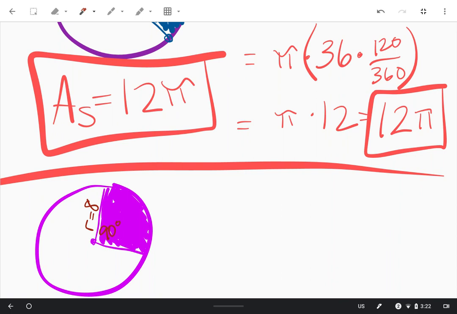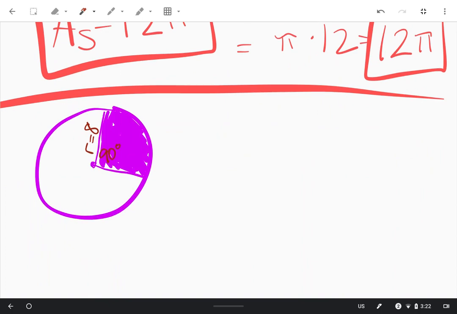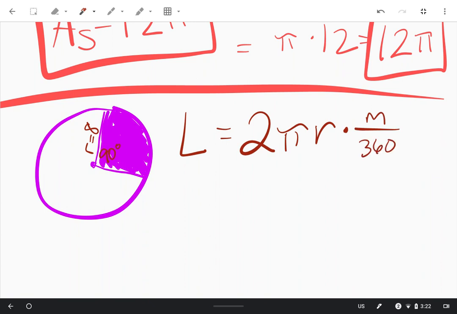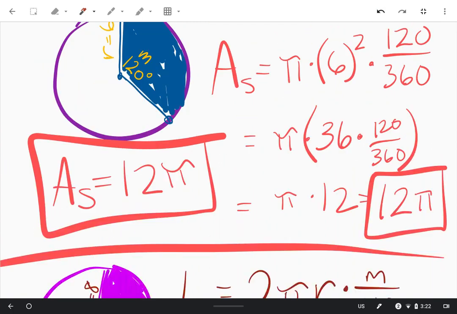All right, so if we're going to find the arc length, we have a formula for that. The formula for the arc length is equal to 2 pi r times m over 360. Very similar formula, but we have here the circumference formula instead of the area formula that we had up here.